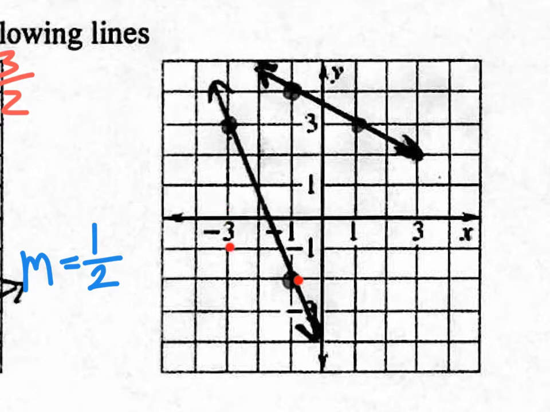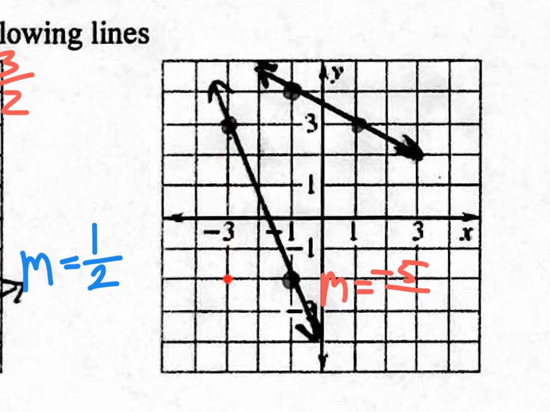How many units are you going down? 1, 2, 3, 4, 5 units. So it's actually a negative 5. Let me put that right here. The slope has a negative 5 as the rise because it actually went down 1, 2, 3, 4, 5.